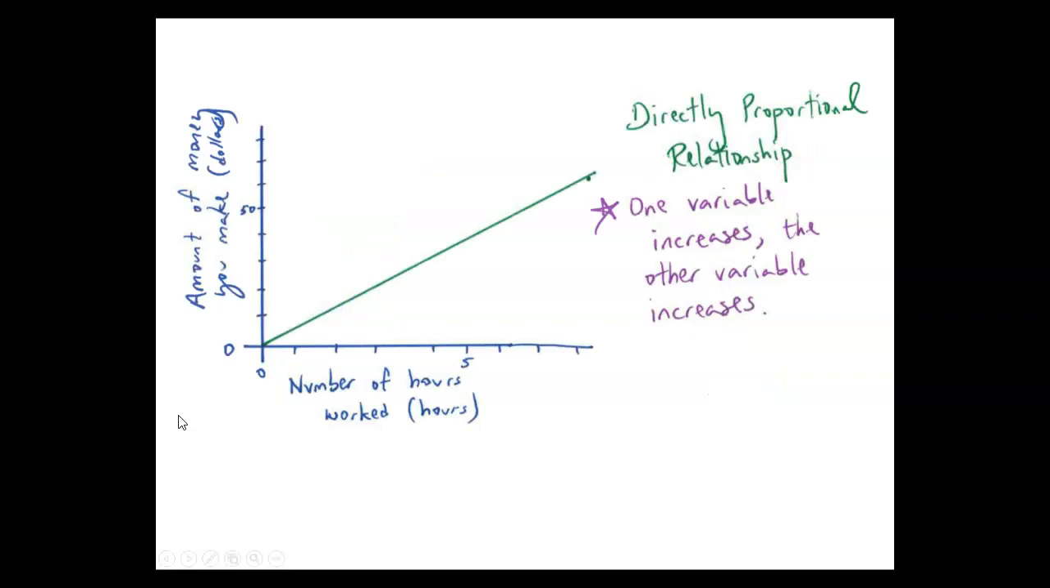Finally, the nature of these relationships. We have a directly proportional relationship when one variable increases and the other variable increases proportionally. And so this corresponds to the amount of money you make depending on the number of hours you work. The more hours you work, the more money you make. One variable increases, the other variable increases.